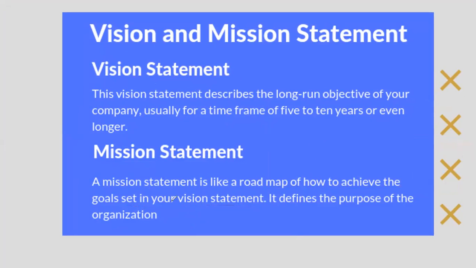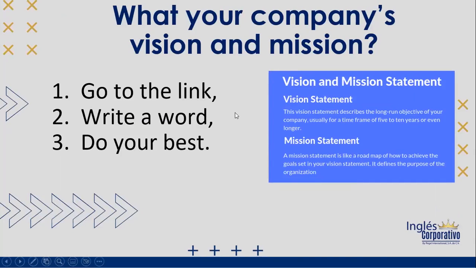Very good, exactly. So the mission statement is like the roadmap of how to achieve the goals, okay? La misión es como el mapa de los valores, de cómo lo van a hacer, okay? Y define el propósito de la organización o de la compañía. En la visión eso es lo que se hace. Y como les decía, todas las compañías, escuelas, okay, everybody has a vision and a mission, okay?